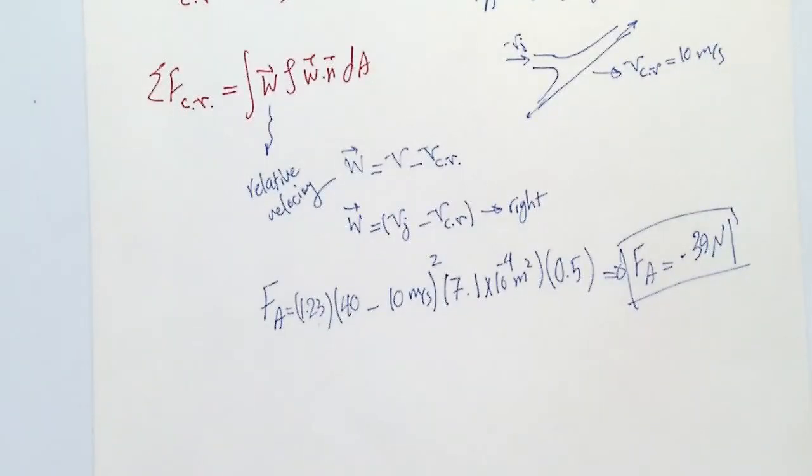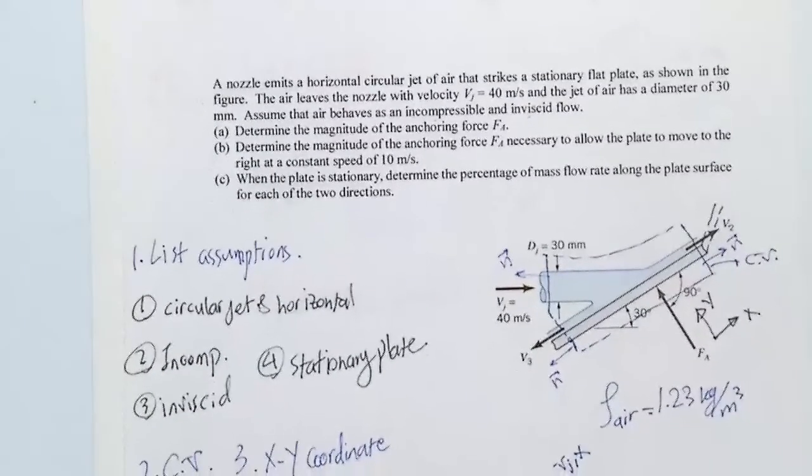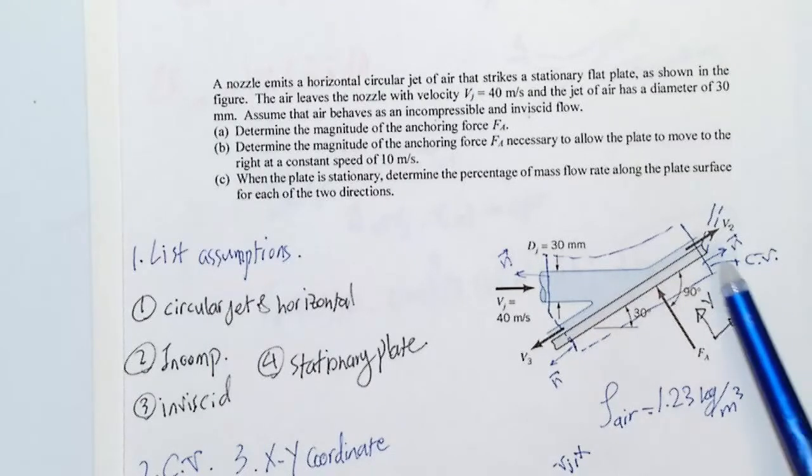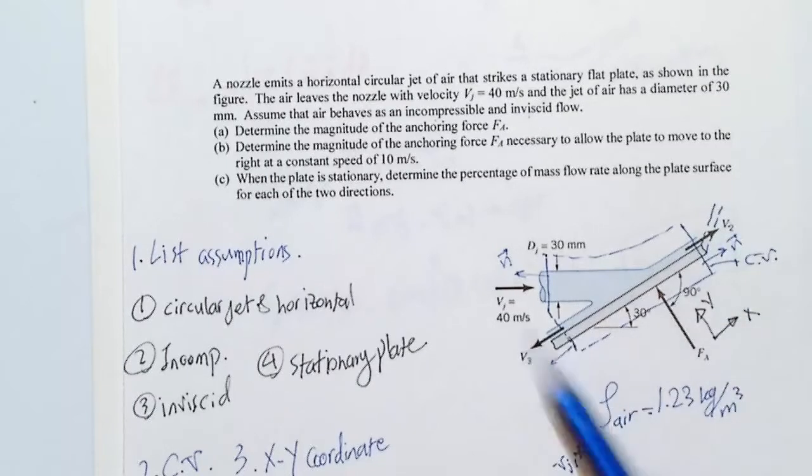Okay, what is part 3? Part 3 asks you about when the plate is stationary. So it assumes that in part B the control volume moved, but now it came back to normal. So when the plate is stationary, what is the percentage of the mass flow rate along the plate surface for each of the flow directions? It asks you what is the m dot passing over here and here.